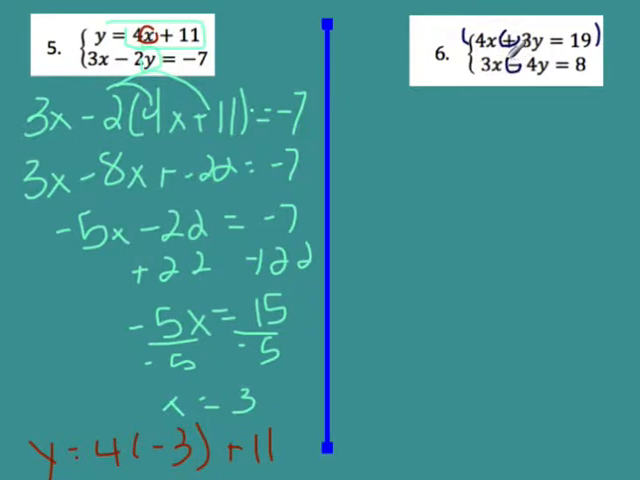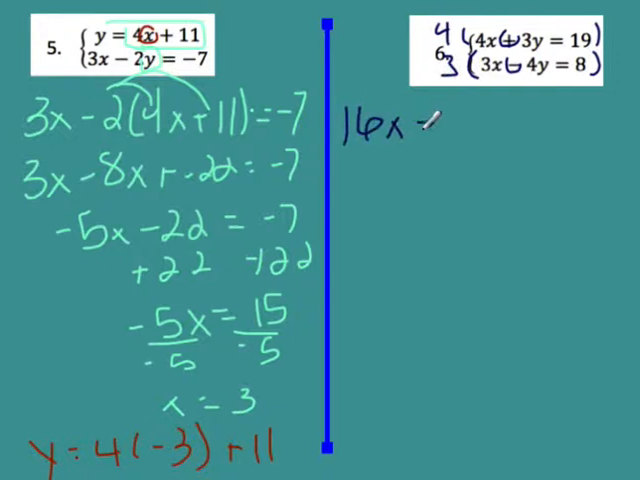So now I want to make those two have the same number on the outside. Well, what's the smallest number 3 and 4 multiply to? Well, that's going to be 12. So in order to get 3 to be 12, I need to multiply by 4. In order to get 4 to be 12, I need to multiply by 3. So I'm taking each of those equations and multiplying them by something new.